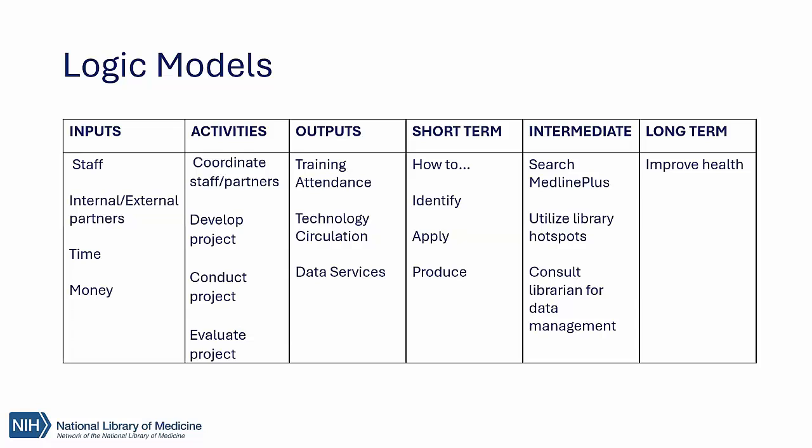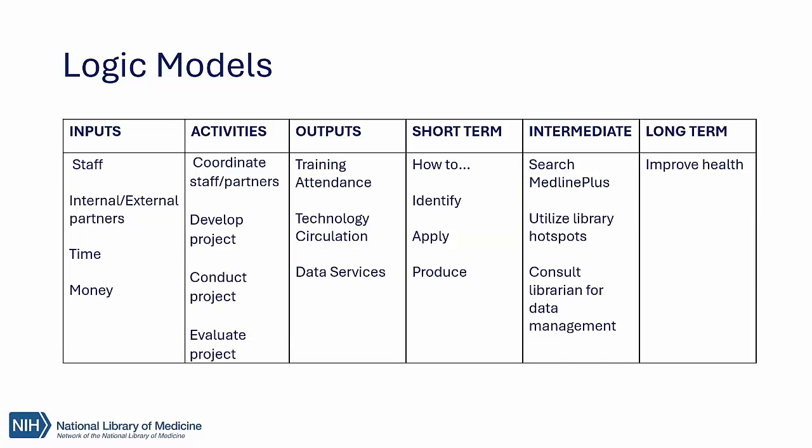If we go backwards again to the column labeled outputs, this is where you identify your measurable outputs. How many attendees did you reach from your target population? How many staff did you train? How many hotspots did you circulate? How many data projects did you support?